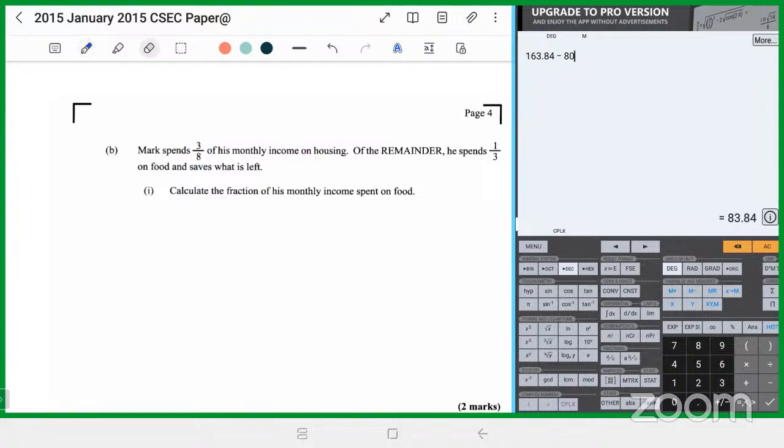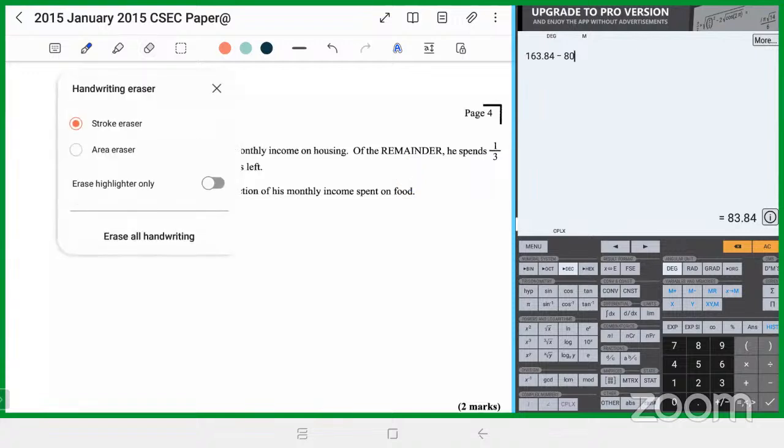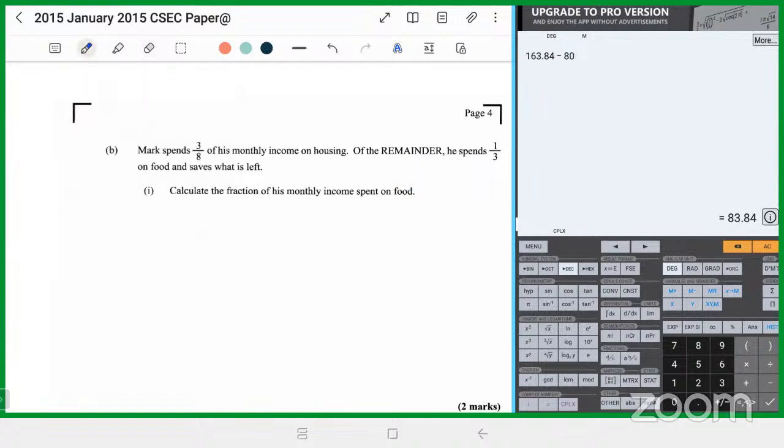Let's see what this says. It says of the remainder. Remember, the remainder now is 5/8 of his salary. He spends 1/3 of 5/8 of his salary on food, and then he saves what is left. He saves what is left. All right. So what is left? So look at it.